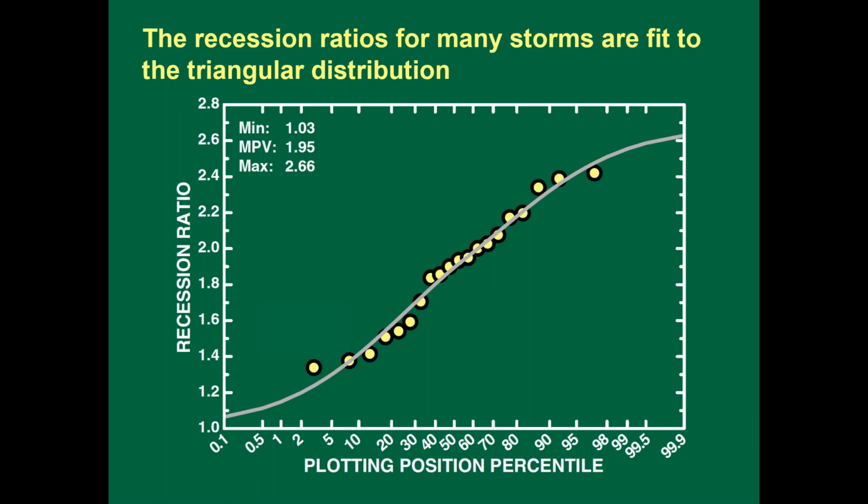So what we see here is that the ratio of the falling limb to the rising limb in this case goes from about 1.3 to about 2.4 for the data that we looked at. But then we fit this distribution and we can say it goes from about 1.03 to 1.95, because 20 events isn't 2,000 events, so we needed to fit a distribution.